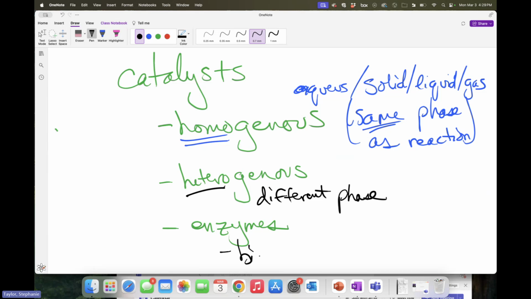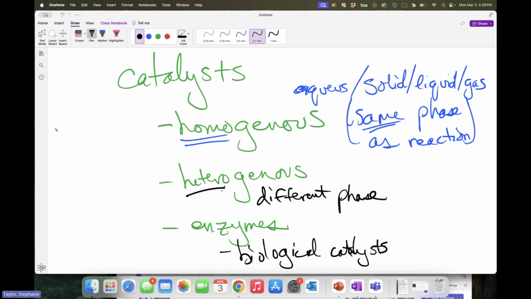Enzymes are biological catalysts. Enzymes are going to do a variety of different things, but basically we think about them as molecular machines in your body that help reactions happen. So enzymes are just biological catalysts. We're just going to go with that for the purposes of this class.